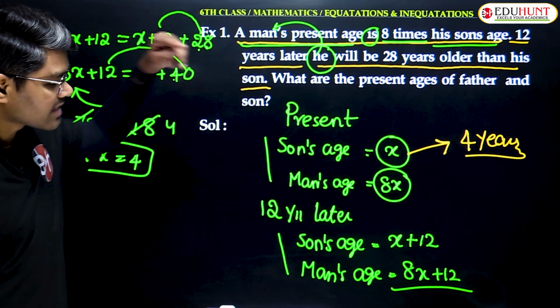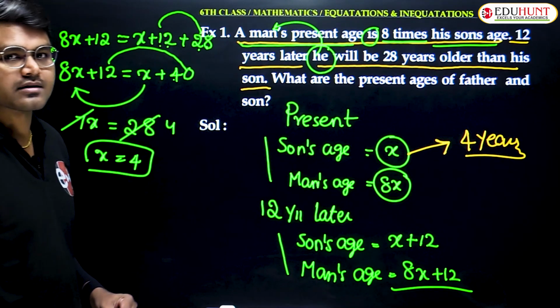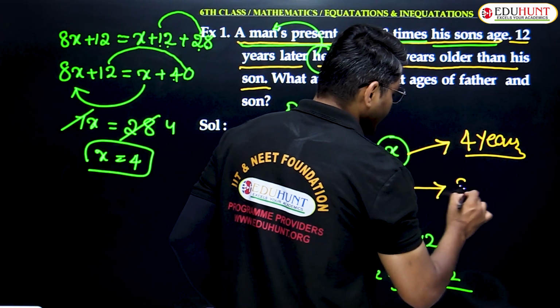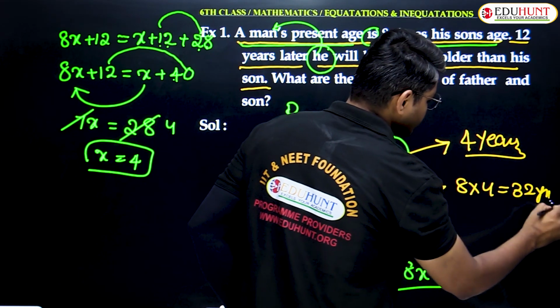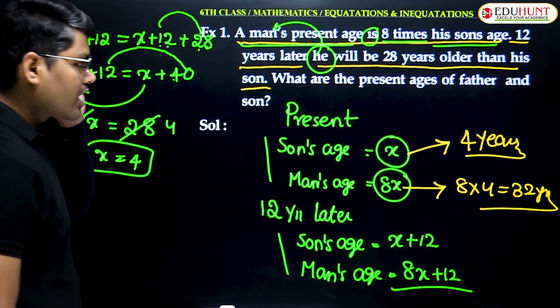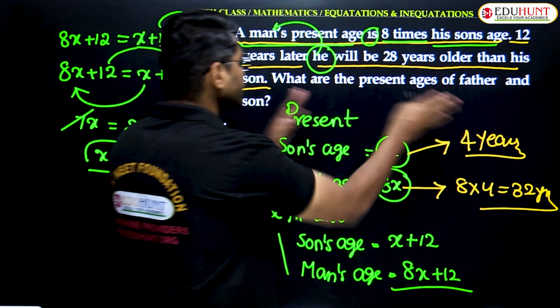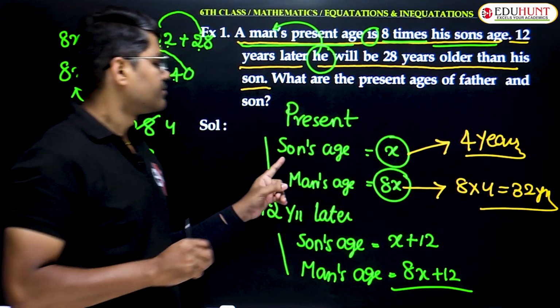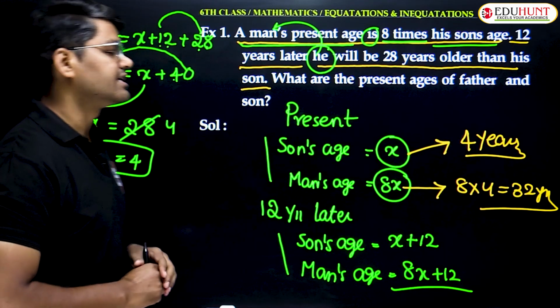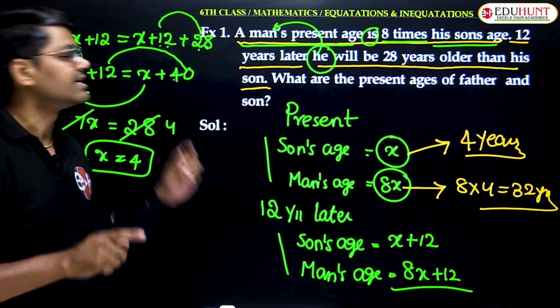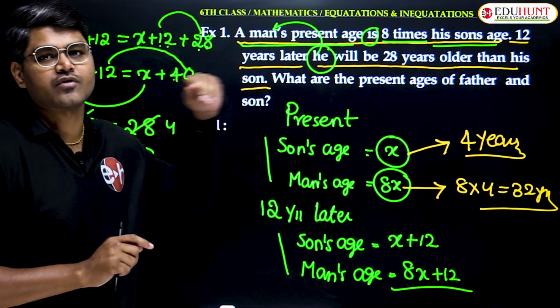Now, present age of father, 8 into 4, 32 years. Okay. What are the present ages of father and son? Present age of son is 4 years, present age of father is 32 years. This is the question. In this manner only you have to solve this type of questions.